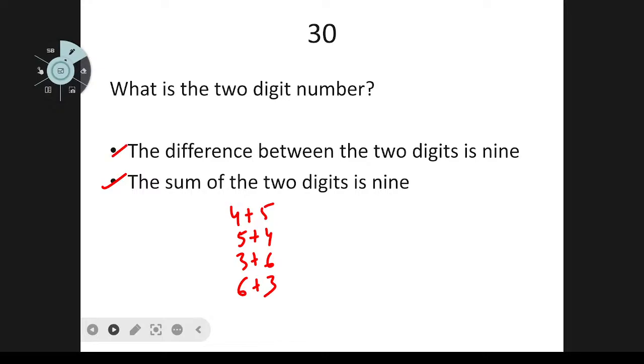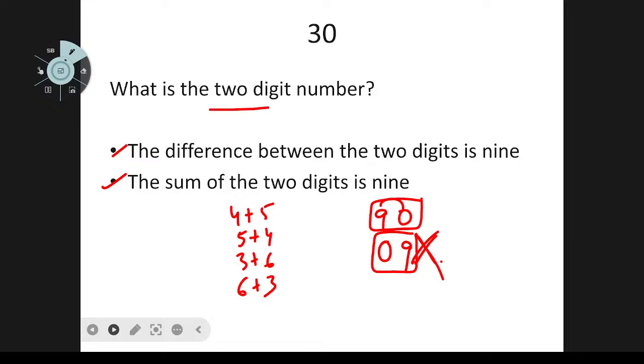What about this? The difference between two digits is 9. That means it can be 90 also, it can be 09 also, but 09 is not possible because 09 is a one-digit number. It is not a two-digit number, correct? So this is not possible. Only possibility for two digits to have a difference of 9 is 90. That is the only possibility.